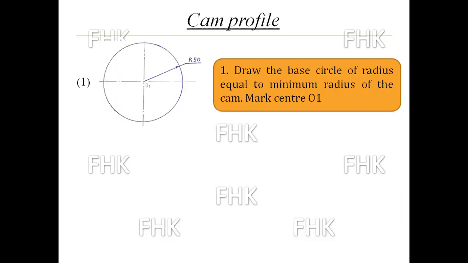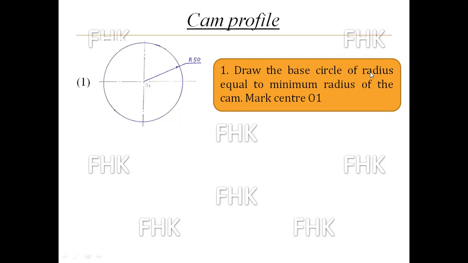Now the first stage to draw the cam profile is to draw the base circle of radius equal to minimum radius of cam and mark the center O1. In this problem, the minimum radius of cam is given 50 mm. So 50 mm in the compass and O1 as a center, I will draw the circle. Along with me, take the drawing instruments like pencil, eraser, compass, protractor with you and start with me.